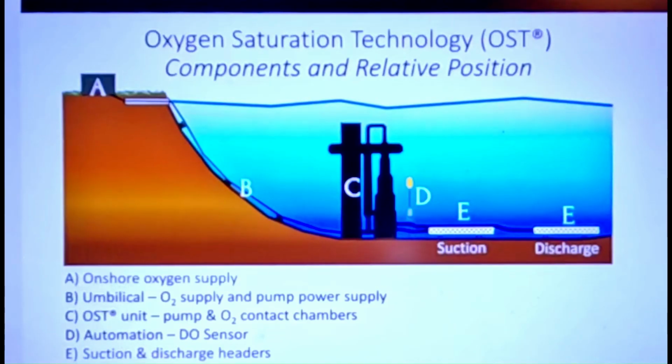Well, an OST system consists of five main components. We have our onshore oxygen supply, which in this diagram is labeled as letter A. We have our umbilical, which carries our oxygen supply, an engineered buoyancy line, and our power supply out to our pump. C is our oxygen contact chambers and our pump assembly. D is our automation, or an oxygen feedback loop, so we can monitor what's going on in the lake and turn the system on and off accordingly, just like a thermostat.